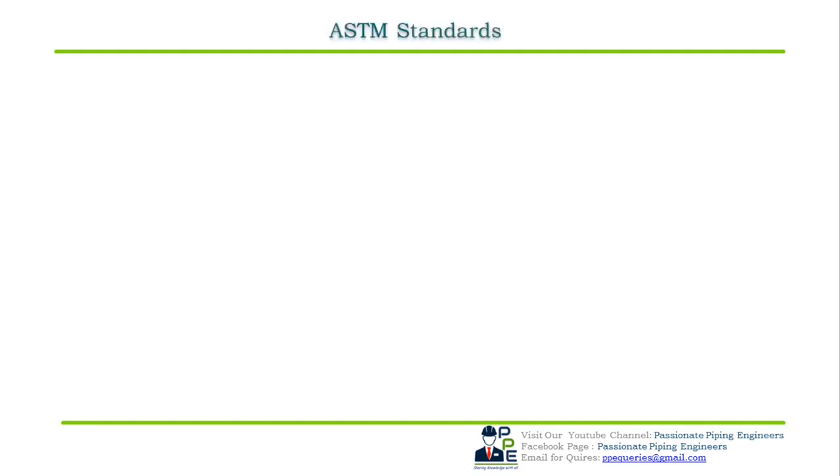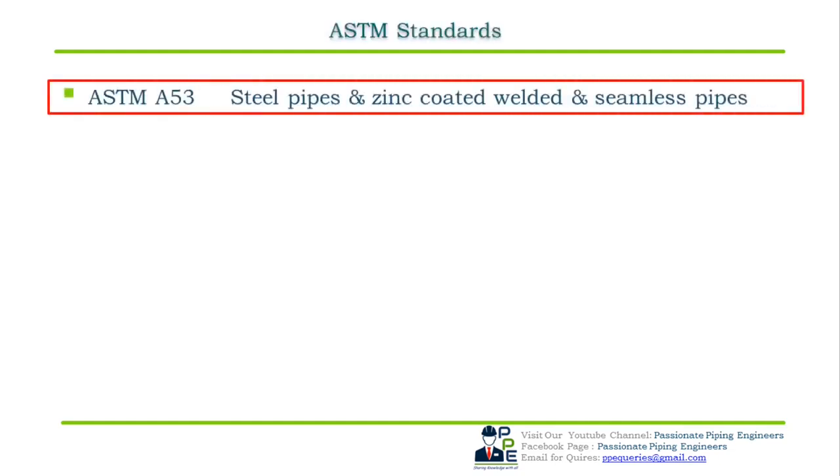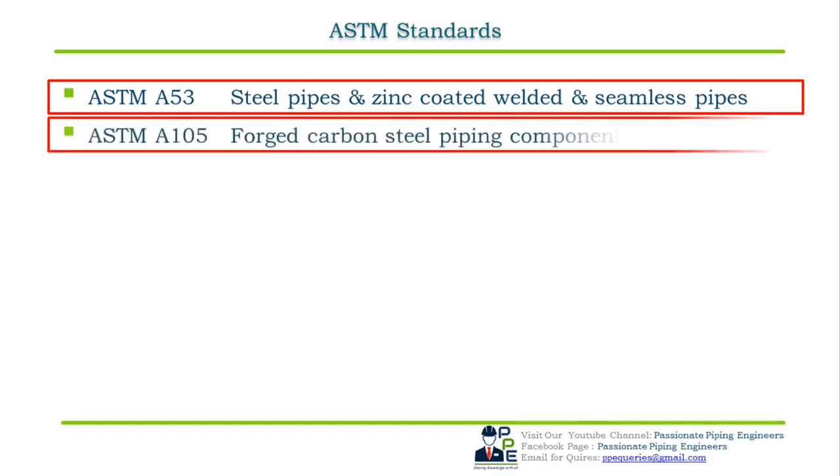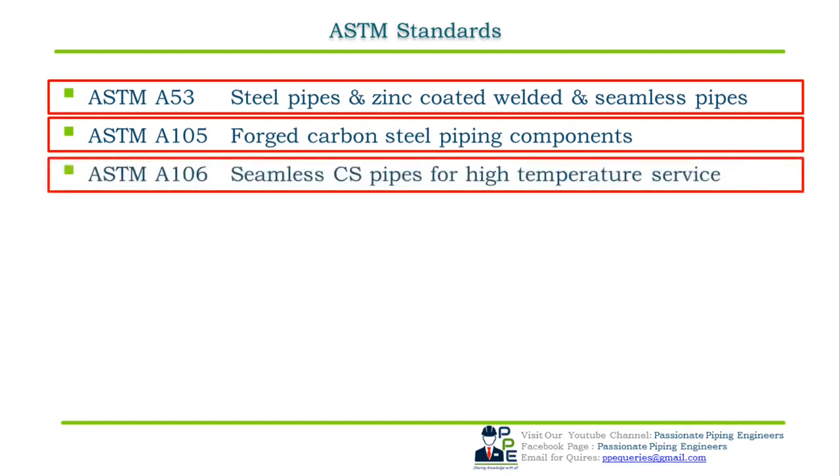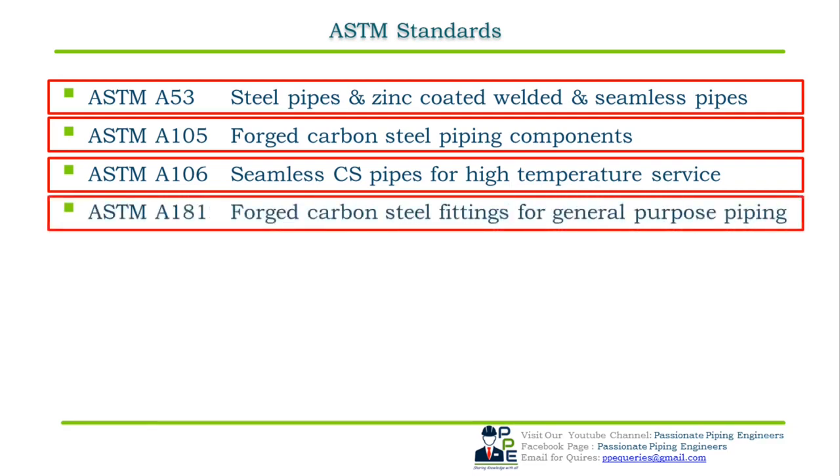Some of the ASTM standards are ASTM A53, steel pipes, zinc coated, welded and seamless pipes. Zinc coated also means galvanized pipes. ASTM A105, forged carbon steel piping components. ASTM A106, seamless carbon steel pipes for high temperature service. ASTM A181, forged carbon steel fittings for general purpose piping.